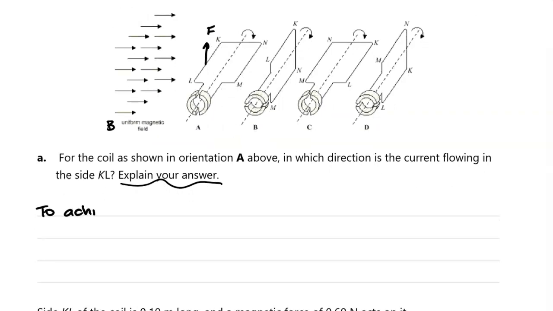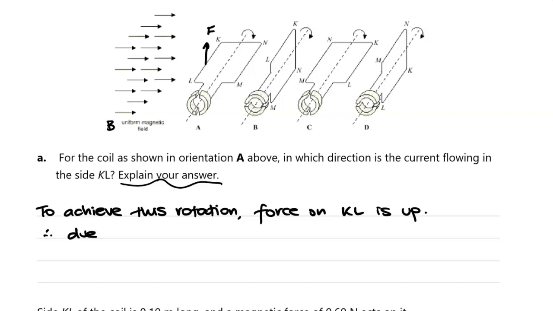To achieve this rotation, force on KL is up. Therefore, due to right hand slap rule. Whenever we're applying one of our right hand rules, it's really good to number 1 identify the rule, we've just said the right hand slap rule, and we're going to go ahead and talk about what the fingers and the palm and the thumb represent. Usually we'd talk about the fingers, the thumb, and then the palm would be the result, but here the thumb is the direction of the current, which is the unknown in this question here.